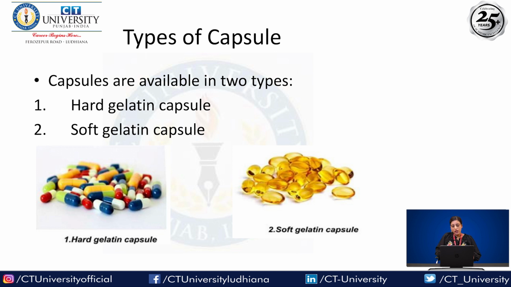After talking about this, I just want to say that there are different types of capsule that can be made of gelatin. Capsules are available in two types. The first one is hard gelatin capsule and the second one is soft gelatin capsule. In hard gelatin capsules, we can enclose solid substances and combinations of two or more drugs, whereas in a soft gelatin capsule we enclose semi-solid substances, liquids and oils.